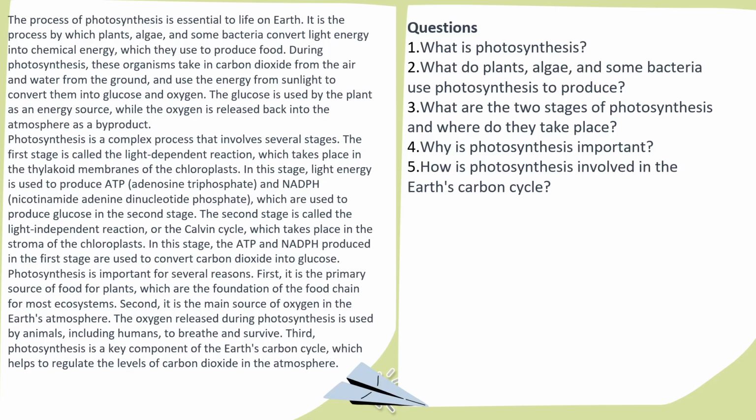First, it is the primary source of food for plants, which are the foundation of the food chain for most ecosystems. Second, it is the main source of oxygen in the Earth's atmosphere. The oxygen released during photosynthesis is used by animals, including humans, to breathe and survive. Third, photosynthesis is a key component of the Earth's carbon cycle, which helps to regulate the levels of carbon dioxide in the atmosphere.